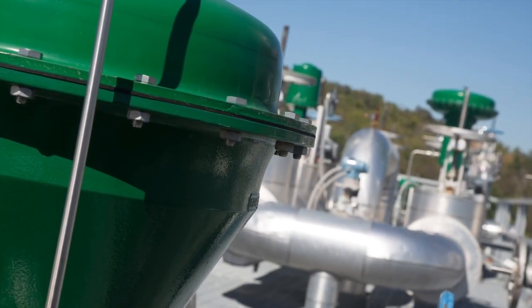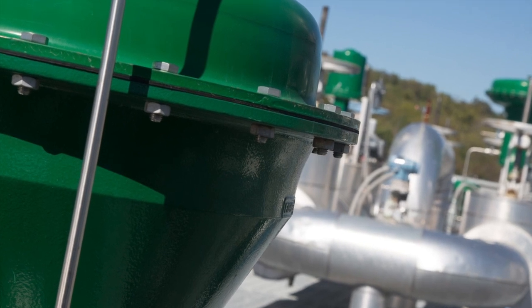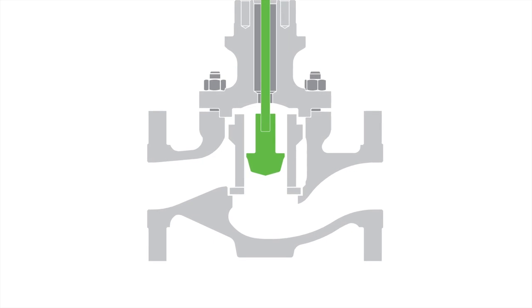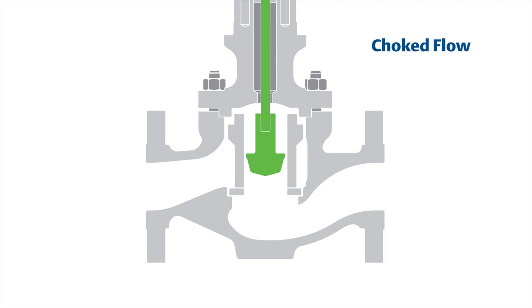In this video, we'll explain why there are so many different styles and types of control valves. When the trim of the control valve changes its available flow area to throttle the flowing media, there can be some bad things that might occur. One of the things often talked about is something called choked flow.